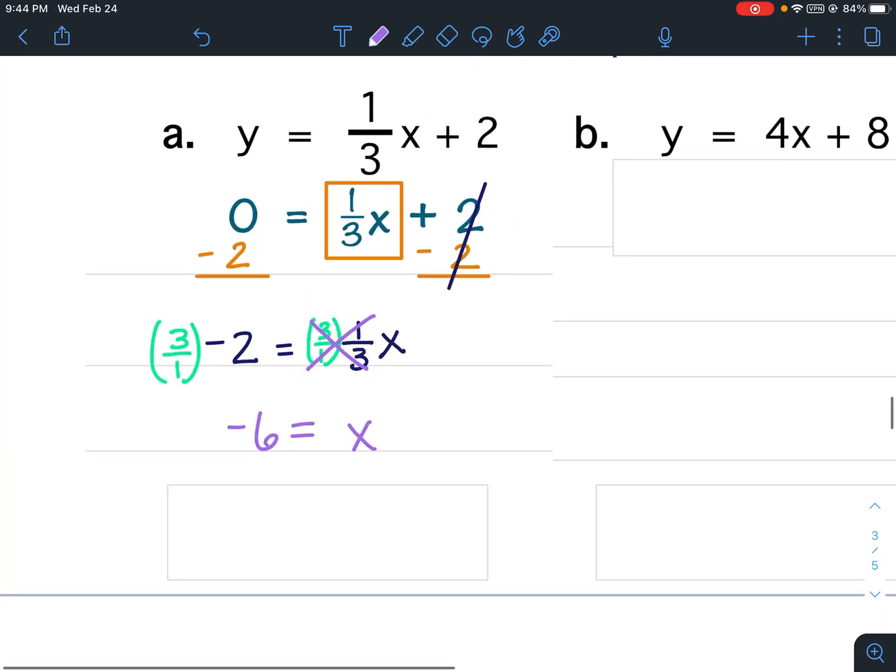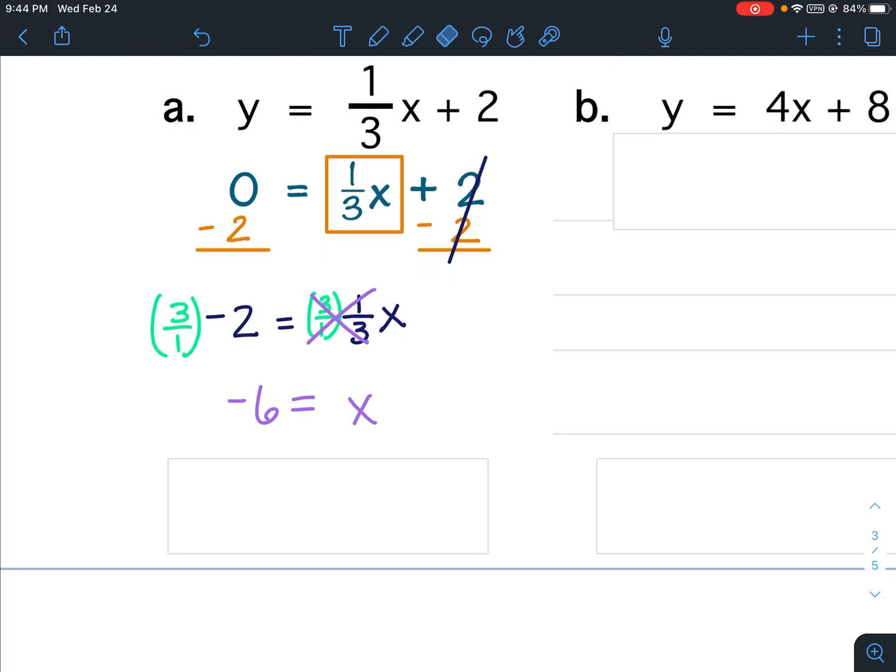Now, I'm not quite done though. I want to write an ordered pair. Well, x is -6, and what do we know y is? Y is 0. X is -6, and y is 0. So our ordered pair would be -6, 0.